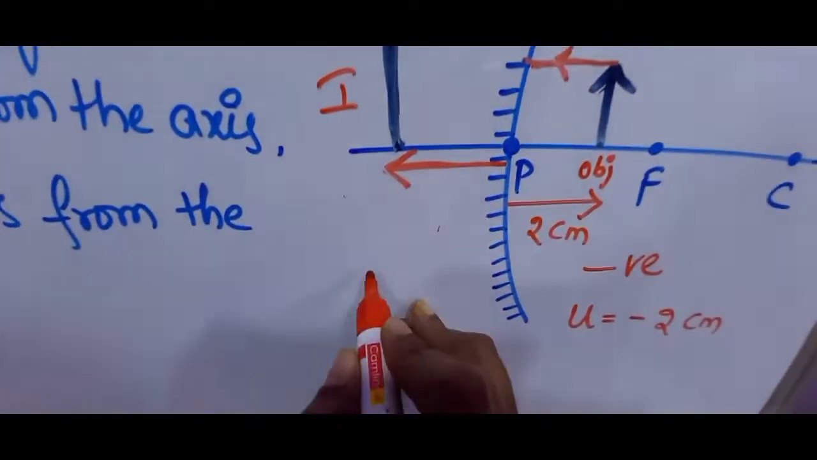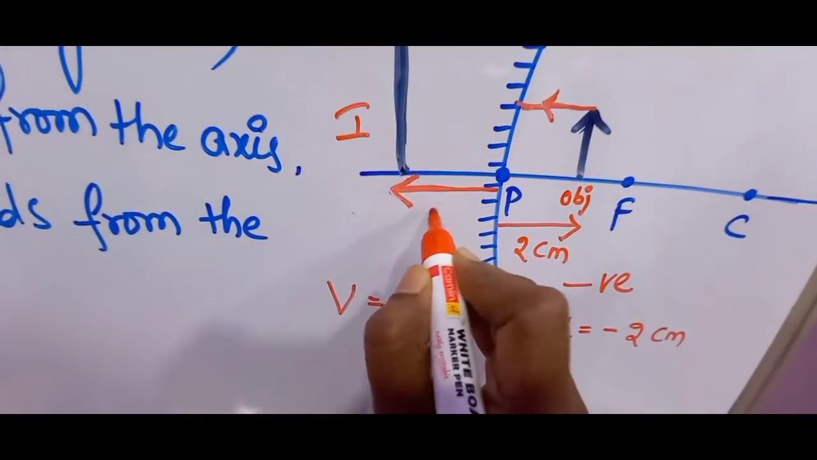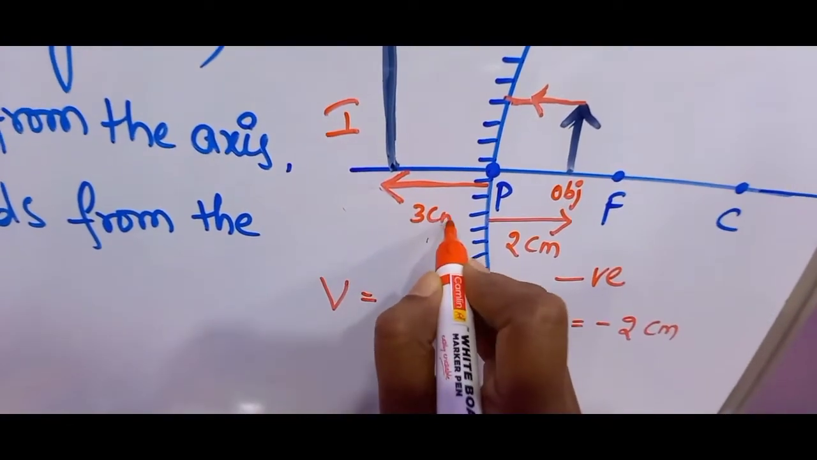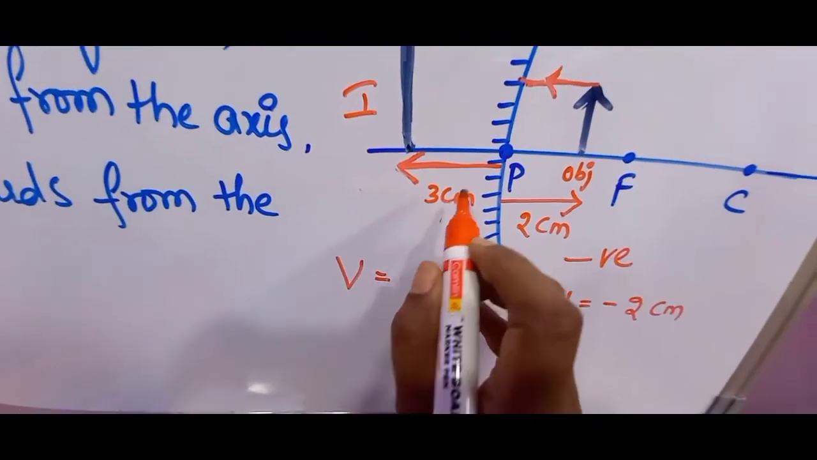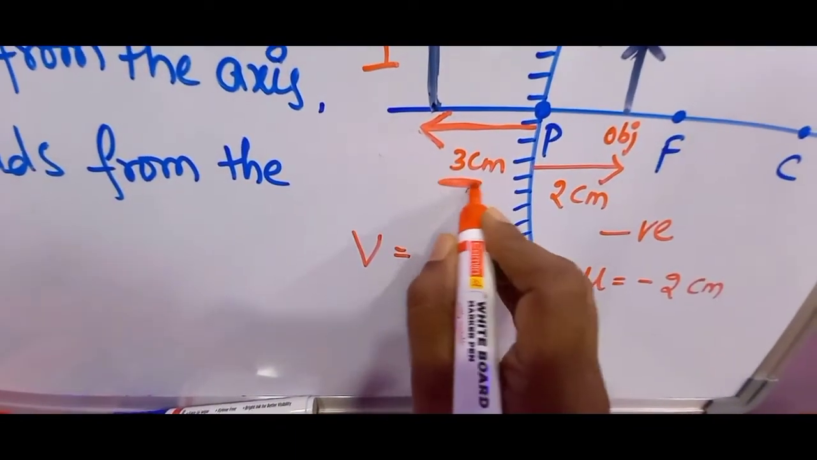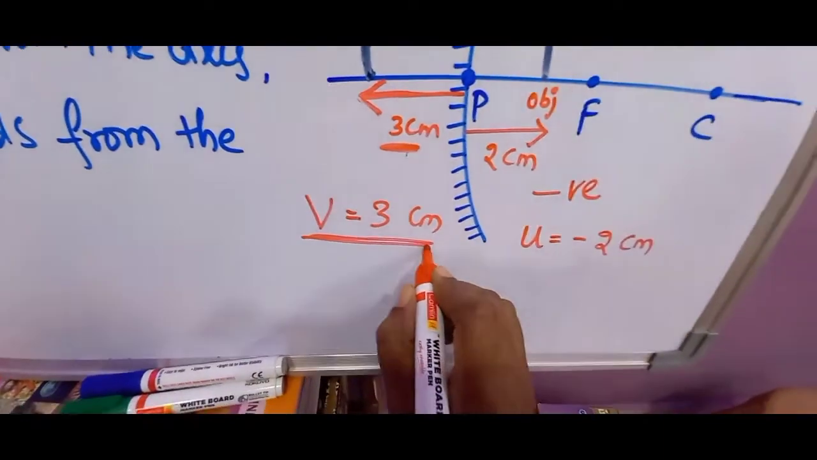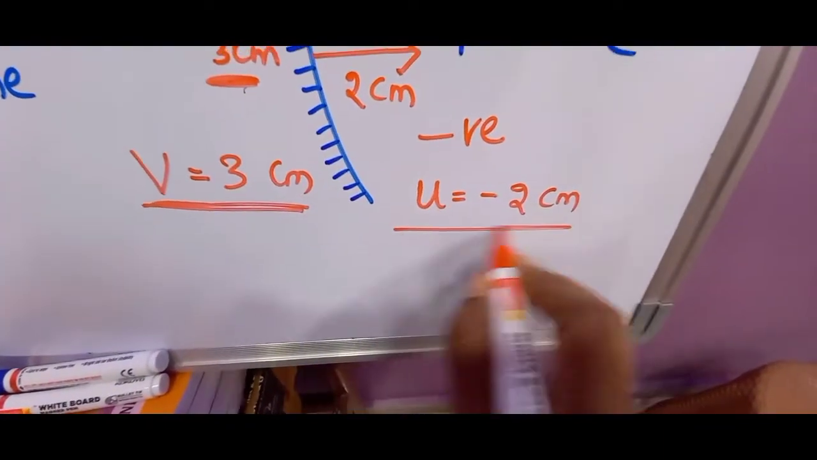Image distance is represented with v. V is equal to, this distance, maybe some 3 centimeters, like that you assume that it is 3 centimeters. Then it is in the same direction. Hence we have to take it as a positive quantity. Therefore v is equal to 3 centimeters. In the previous one, u is equal to minus 2 we have taken.